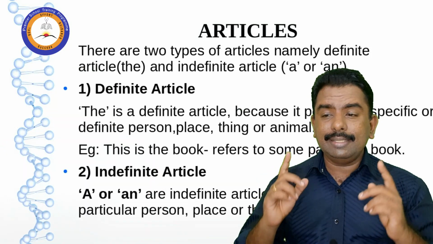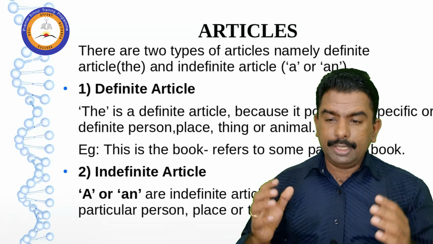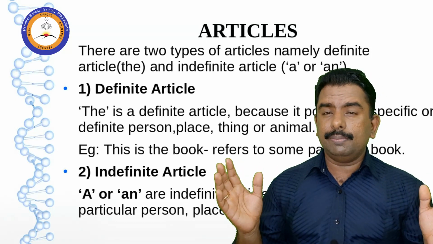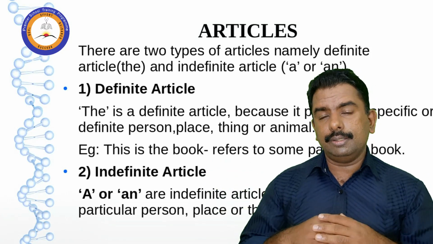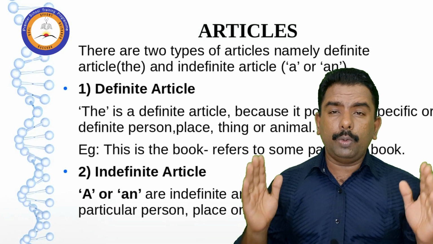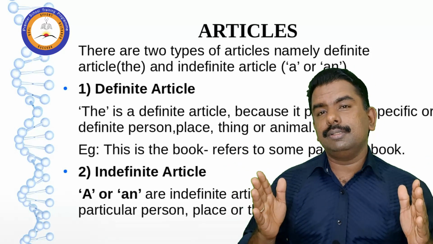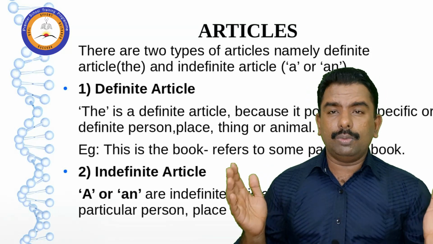The second one is the indefinite article. 'A' or 'an' are indefinite articles. They do not refer to a particular person, place, or thing. That's why it is called an indefinite article. When we use 'the', we are pointing out somebody or something. But when we use the indefinite article, it does not happen.